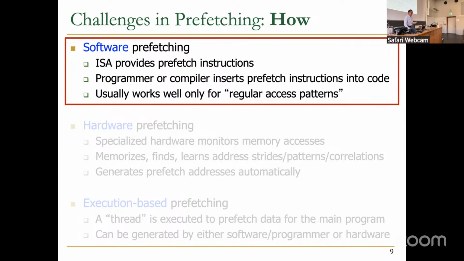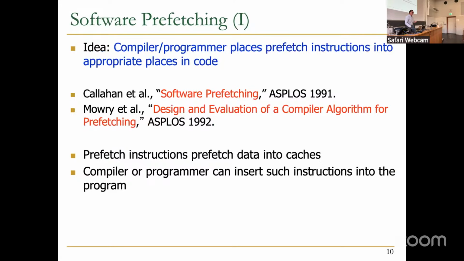Waking up? Okay. Okay, let's talk about software prefetching. This is an idea that's been proposed many times, and there are many versions of it, but these are some of the earliest papers by David Callahan in ASPLOS 1991 and Todd Mowry in ASPLOS 1992. And the idea, as I said earlier, is the compiler or the programmer places prefetch instructions into appropriate places in the code. And these prefetch instructions prefetch data into caches or a prefetch buffer, but usually caches in real ISAs.